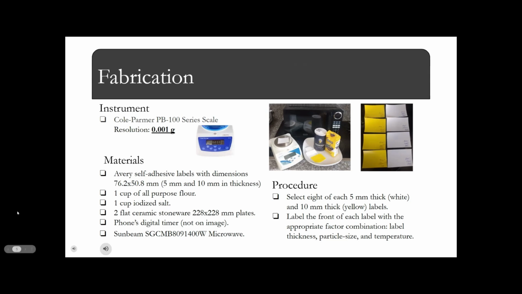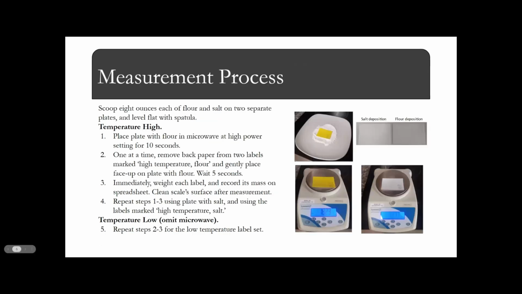For procedures, we randomly selected 8 labels for each of the 2 thicknesses and labeled the front of each label with the appropriate factor combination. Measurement process: scoop 8 ounces each of flour and salt onto 2 separate plates and level flat with a spatula. For temperature high, place the plate with flour inside the microwave at high power setting for 10 seconds. One at a time, remove the paper from the 2 labels marked high temperature flour and gently place face up on the plate with flour.